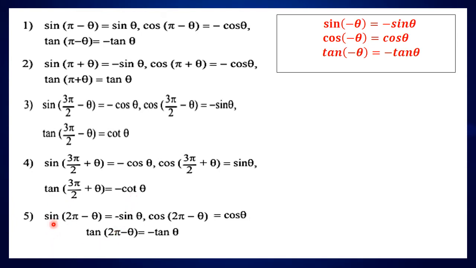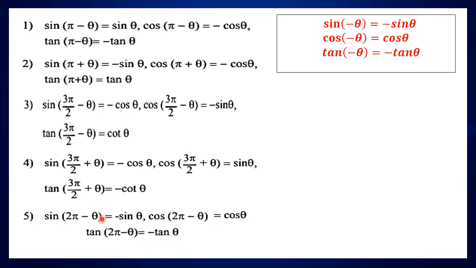Now the next one, sin 2 pi minus theta. 2 pi is 360 degrees, and it is 4 into pi by 2. 4 into pi by 2 means an even multiple. Also this 2 pi minus theta lies in the fourth quadrant. So it is an even multiple, so the same function will come, and the sign changes as the angle lies in the fourth quadrant. Sin and tan are negative in the fourth quadrant, cos is positive. So the same function only is coming in these results.